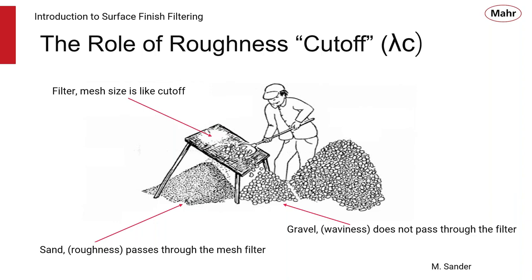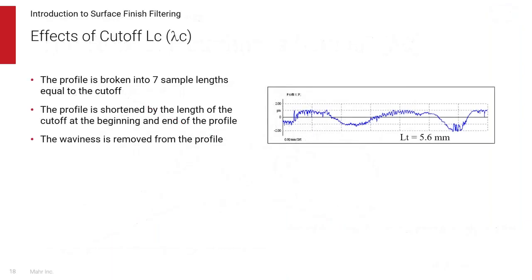A whole bunch of gravel, for example, might be put onto the sieve, and it's all separated into the different sizes that won't pass through there. So we can now separate the sand, which is like the roughness, from the gravel with the waviness, which we don't pass through that filter. So that's what filtering is doing. It's allowing us to take away parts of the total surface profile.